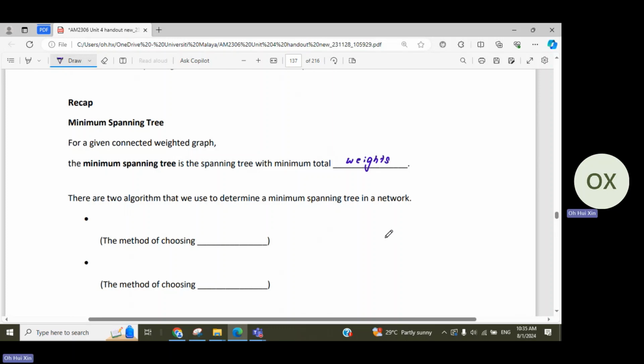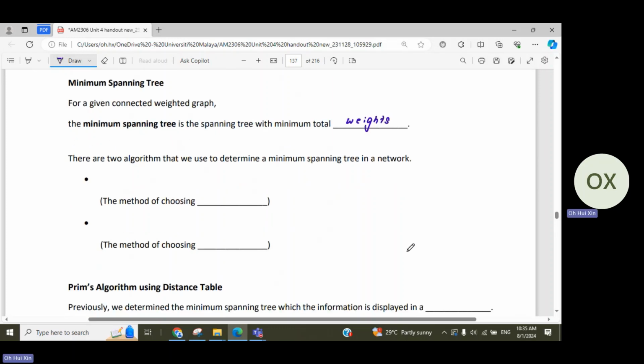There are two algorithms that we have learned so far. The first one is Prim's algorithm. It's a method of choosing the vertices. You start from any vertex, then look at all the neighbors and find out which neighbor gives you the nearest distance.